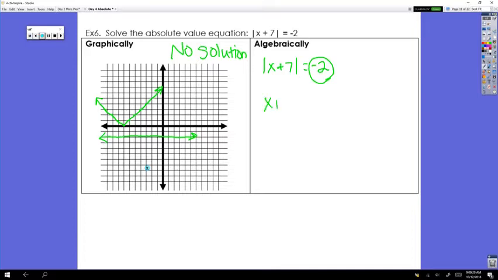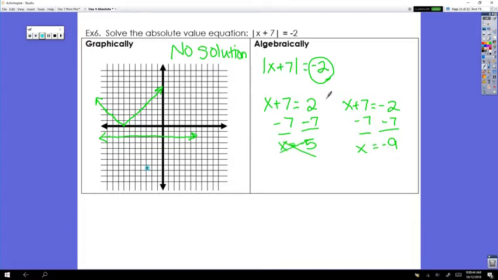Say I didn't know and I set this equal to positive 2 and negative 2. I'd subtract 7 from both sides and get x is equal to negative 5. And I'd subtract 7 from both sides and I would get x is equal to negative 9. If I were to put this number back in here, this would get me positive 2, which is not equal to negative 2. Doesn't work. If I were to put this number back in here, I would get negative 2, which brings me to positive 2. Also would not work. Does not exist. Don't get confused with these types of problems.